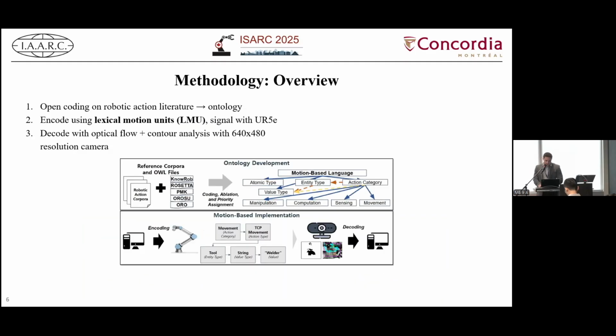Okay, so just an overview of the methodology here. We perform open coding on robotic action literature to form an ontology. We encode this ontology using what we refer to as lexical motion units. We signal with a UR5E arm and then decode using optical flow and contour analysis.